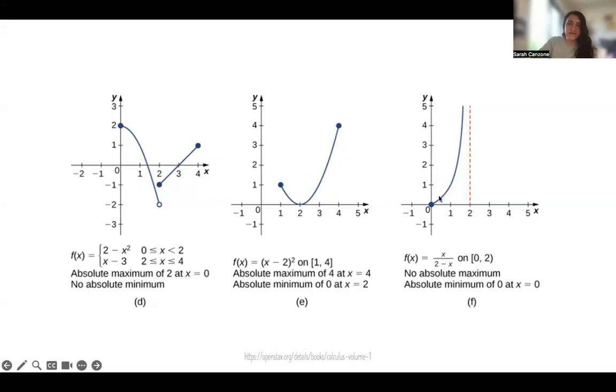Same idea here. So this is of this graph here where we start at 0. But as we know, at x equals 2, this is a vertical asymptote. So this goes on to infinity. So there's actually not going to be an absolute maximum because it's infinity, and we can't call infinity a number. So there's no absolute maximum, but we do, in fact, have an absolute minimum right here at 0.